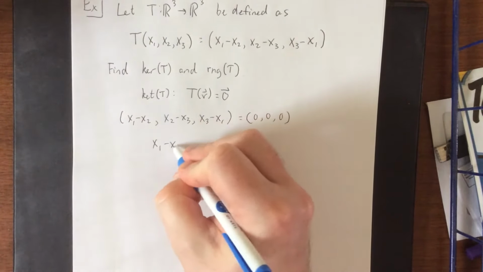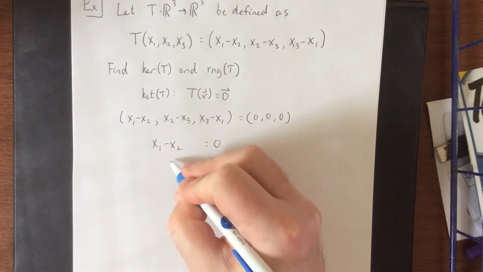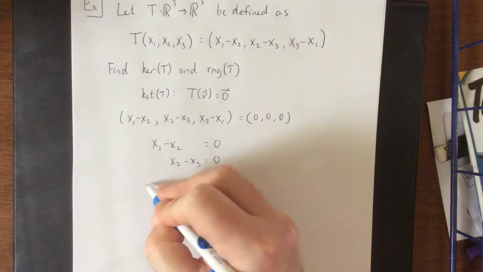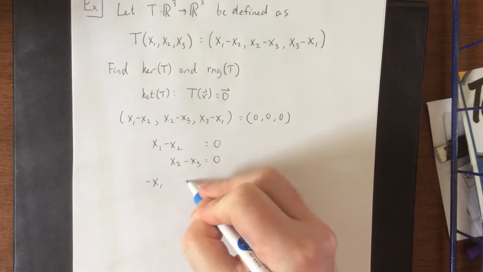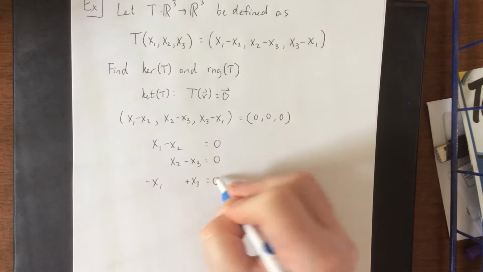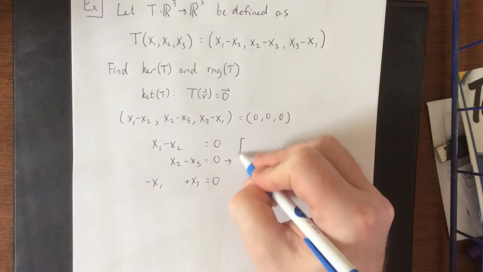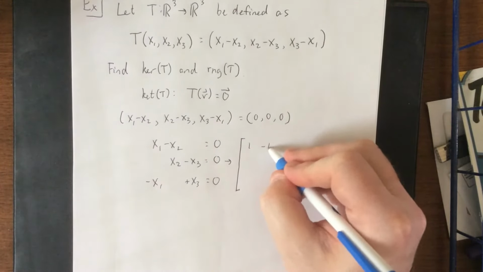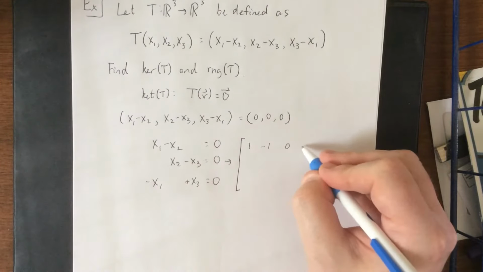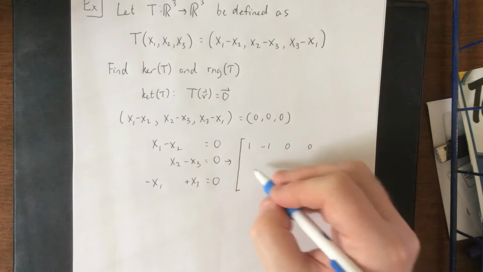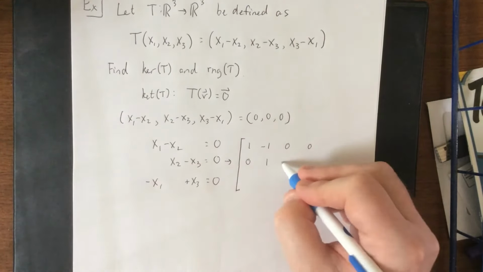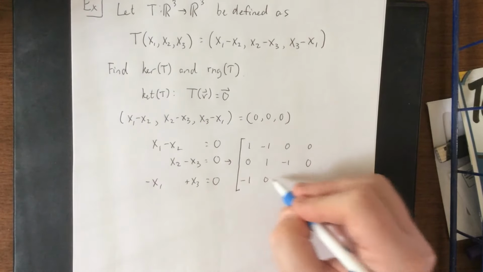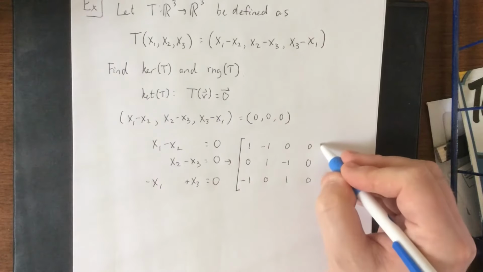So x1 minus x2 is equal to 0, x2 minus x3 is equal to 0, and negative x1 plus x3, reversing the order for formatting in the matrix. Converting this into a matrix, our augmented matrix will be 1, negative 1, 0, augmented with a 0. Second row will be 0, 1, negative 1, augmented with a 0. And then negative 1, 0, 1, augmented with a 0.